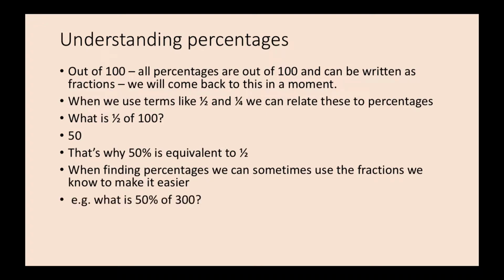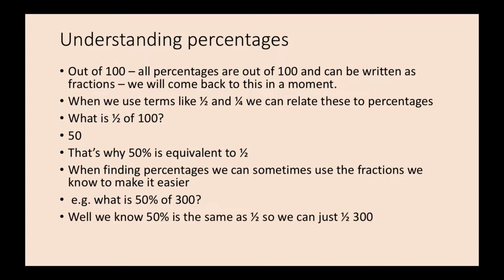Let's say, what is 50% of 300, for example? Well, we know that 50% is the same as a half, so we can just half 300. If we half 300, that gives us 150. When we say half 300, I mean split it into 2. It's always being split into the number that's on the bottom of the fraction.